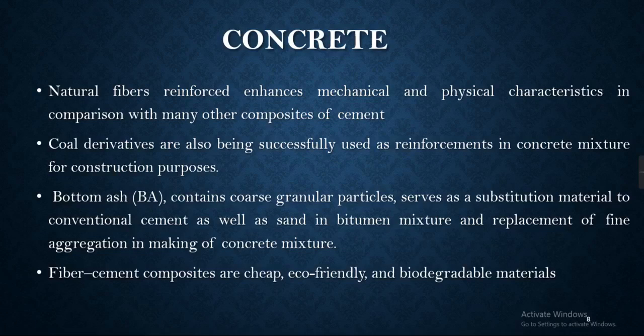Yet another material is bottom ash, abbreviated as BA. This contains coarse granular particles, and it serves as a substitute to conventional cement and sand in bitumen, and also replaces the fine aggregates for making concrete structures as well as mixtures. The fibers in composites have many advantages: they are cheap, eco-friendly, and biodegradable.